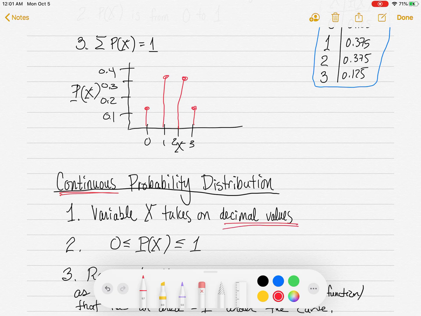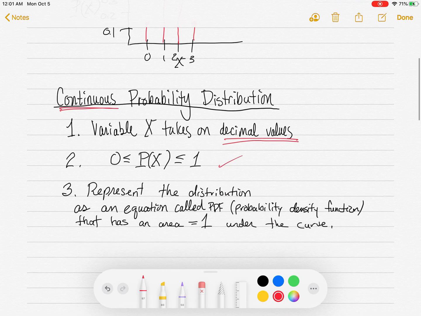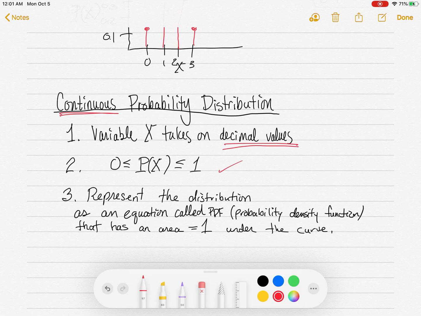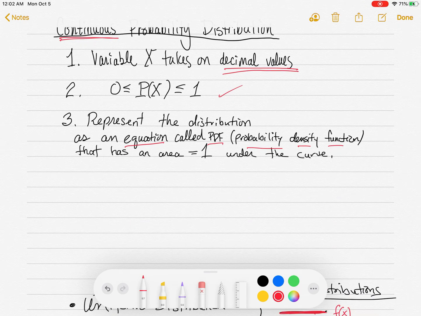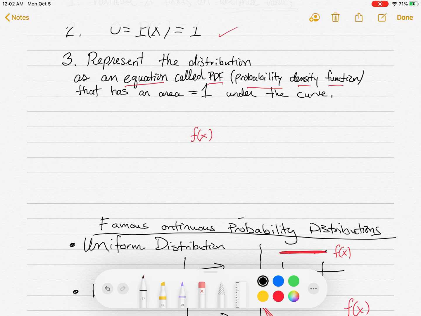So you have a continuous probability distribution when your random variable x takes on decimal values. Also, probabilities are going to go from 0 to 1. Probabilities are always greater than or equal to 0, always less than or equal to 1. But rather than tallying up probabilities, we're going to represent the distribution as an equation. And we're going to call this equation a PDF, or a probability density function. So you can write an equation, call it f of x.